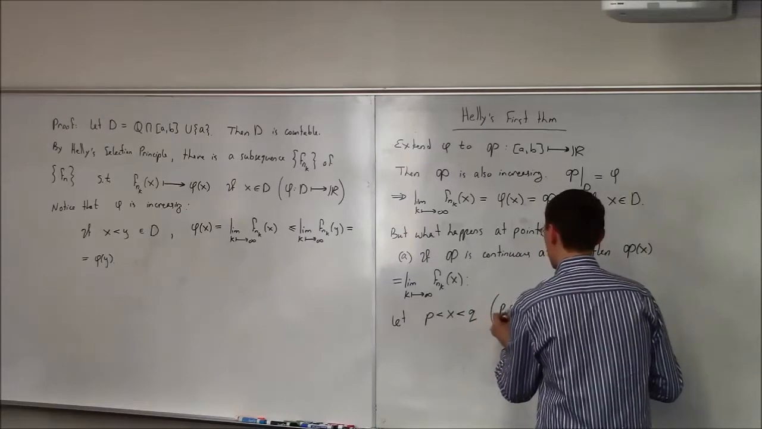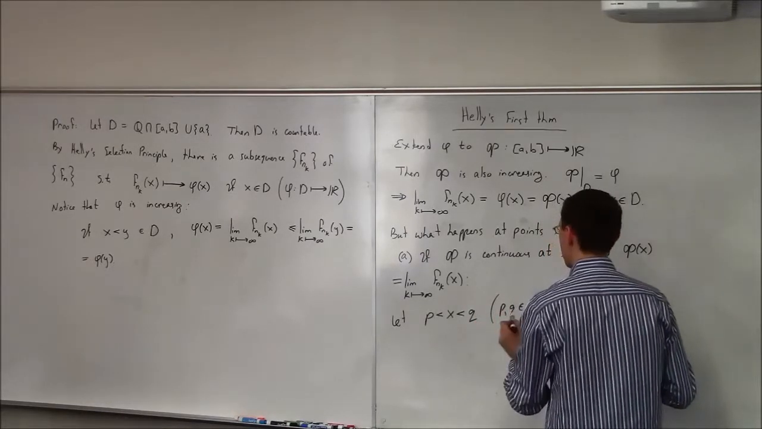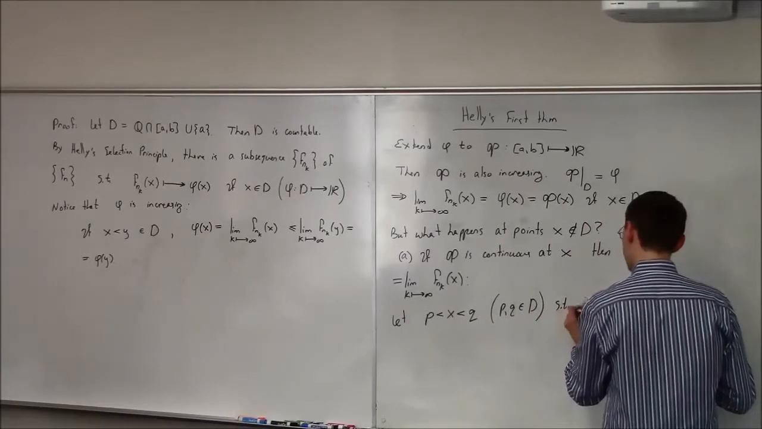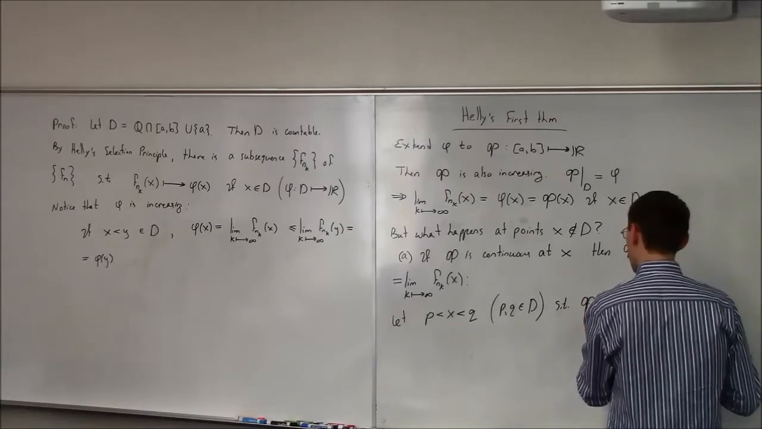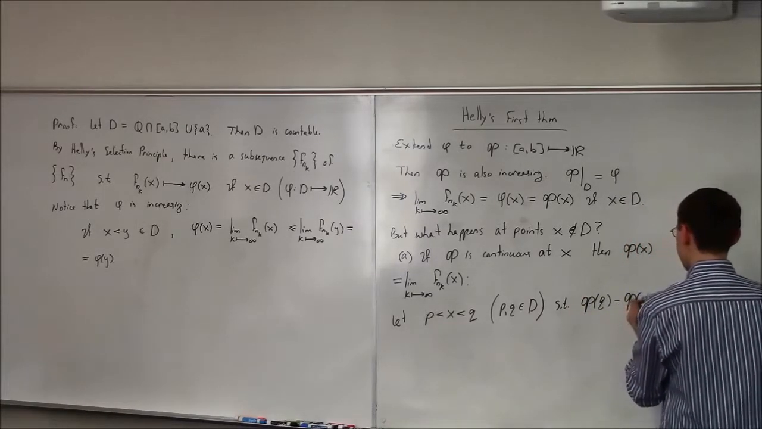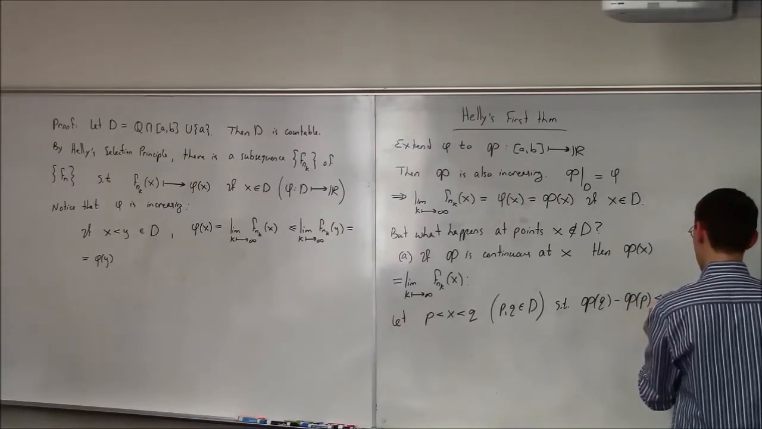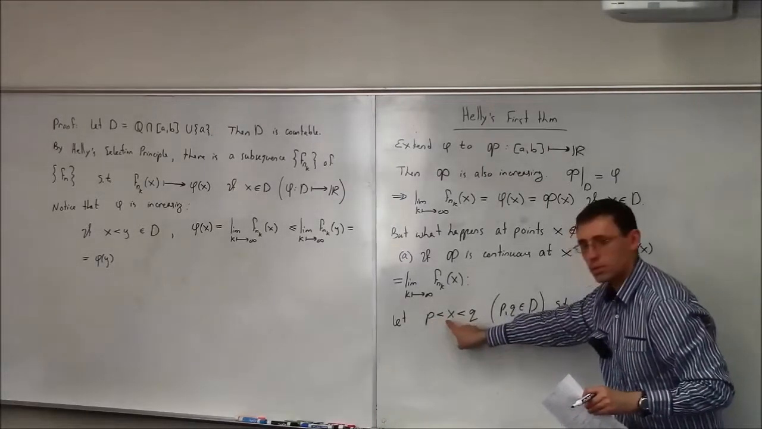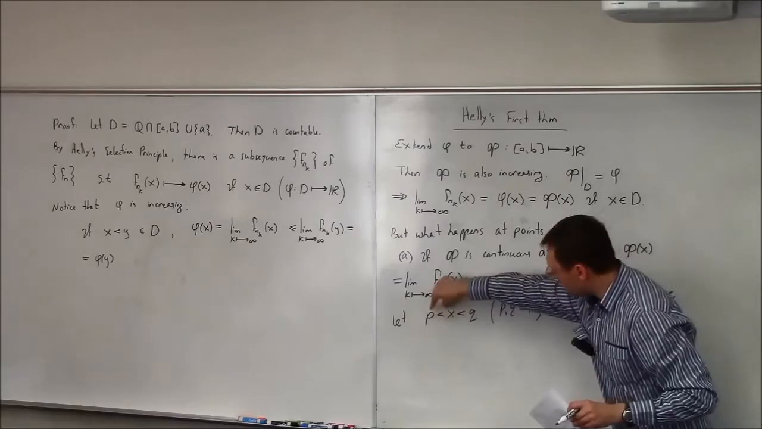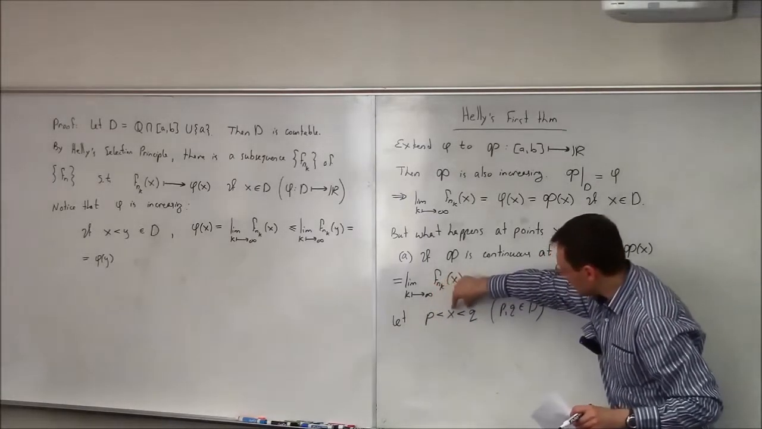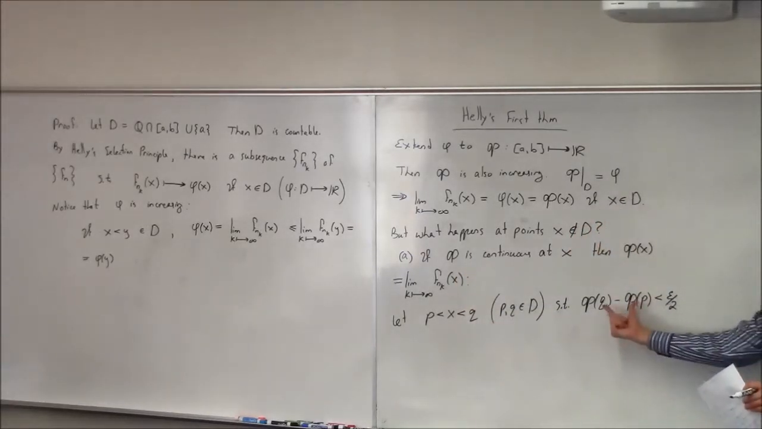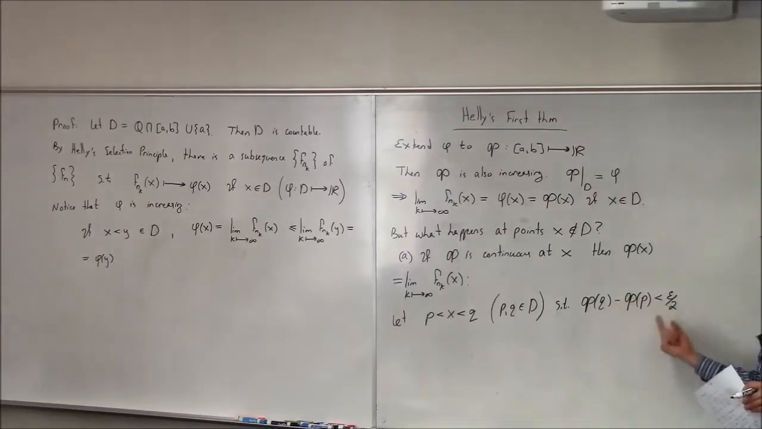So here we have p and q in the set D, and we select them such that |phi of q minus phi of p| is less than epsilon over 2. That's by continuity, right? If I select p very close to x, then phi of p and phi of x are close, and phi of x and phi of q are close. So I can select them so close that the distance between phi of q and phi of p is less than epsilon over 2. You see how we use continuity here, right?